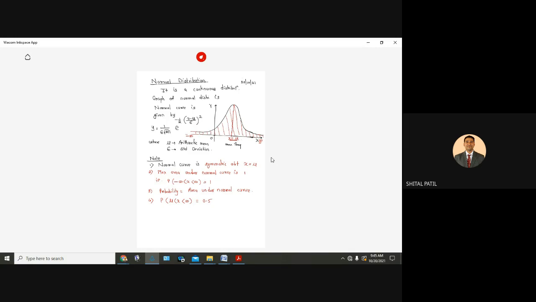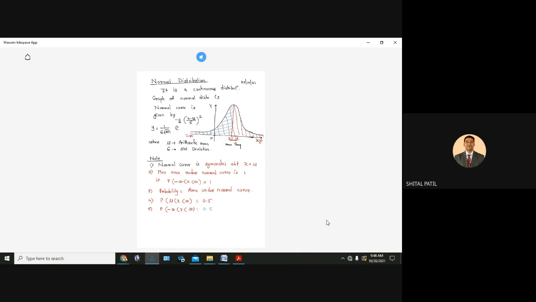Hope everyone is getting this, right? Whereas the area from minus infinity up to x equal to mu, this part, how much is this area? Again half. Everyone is getting this, right?